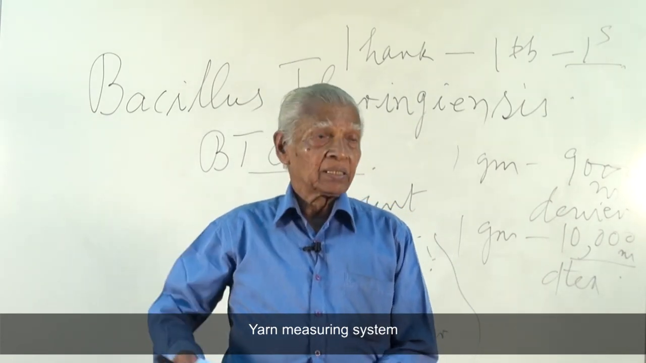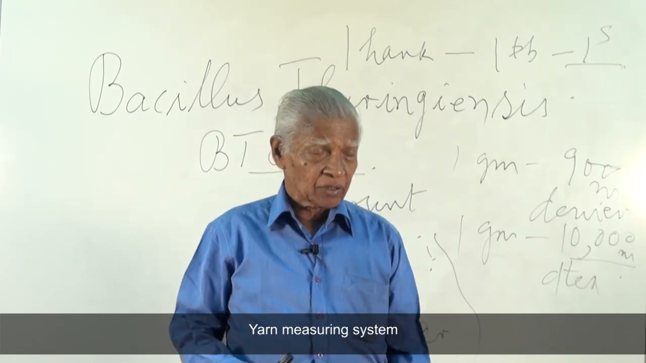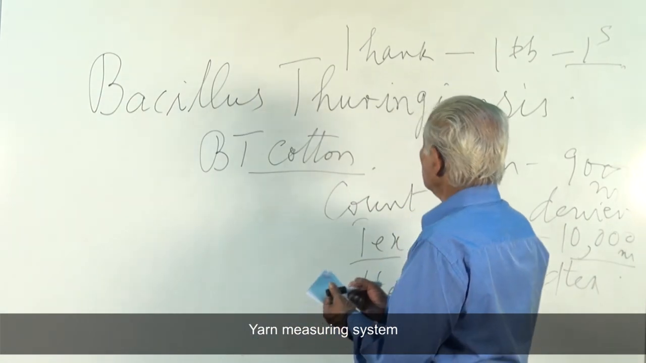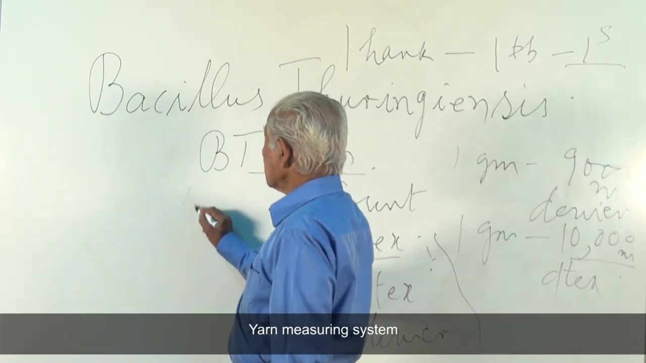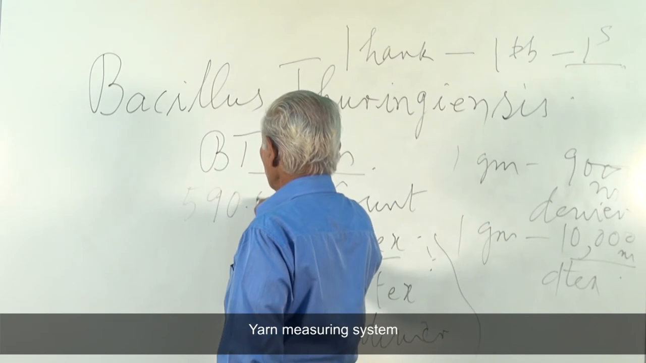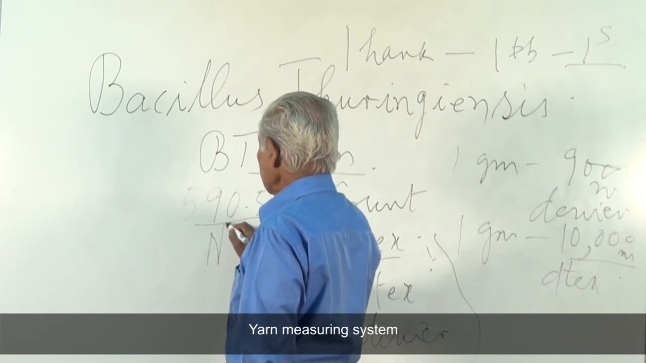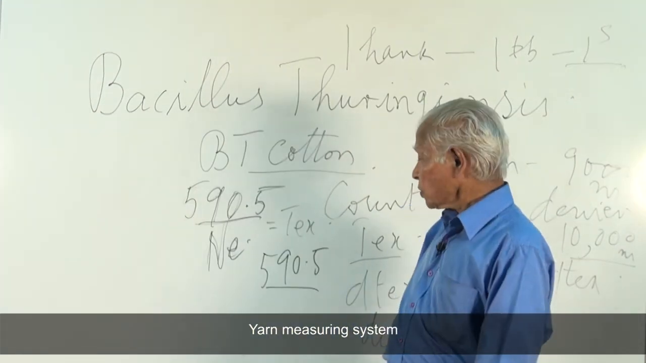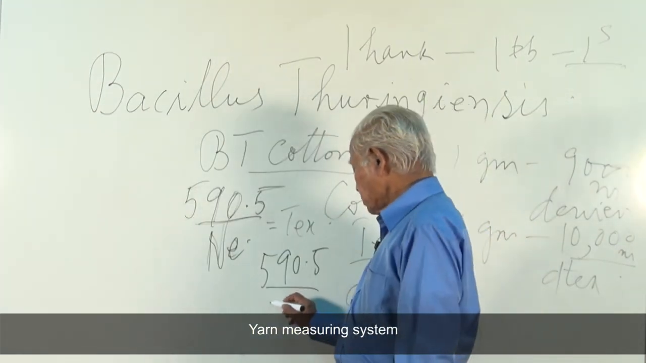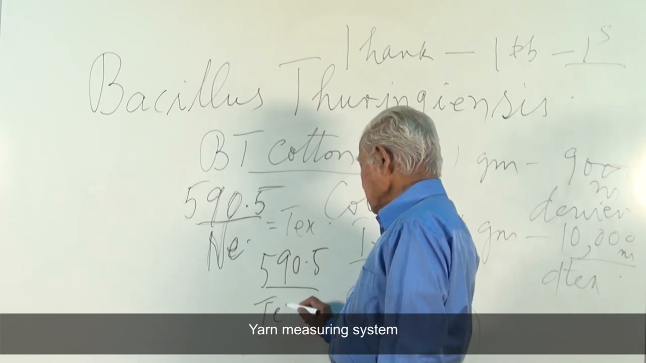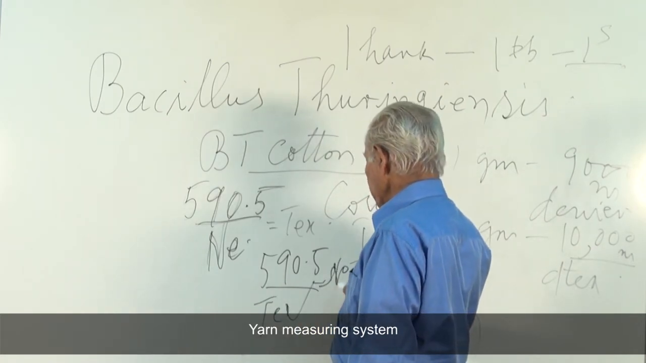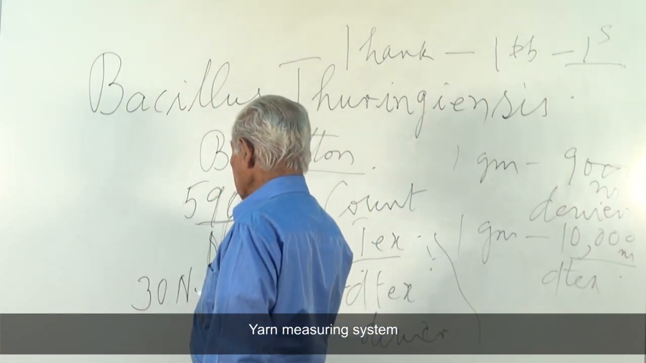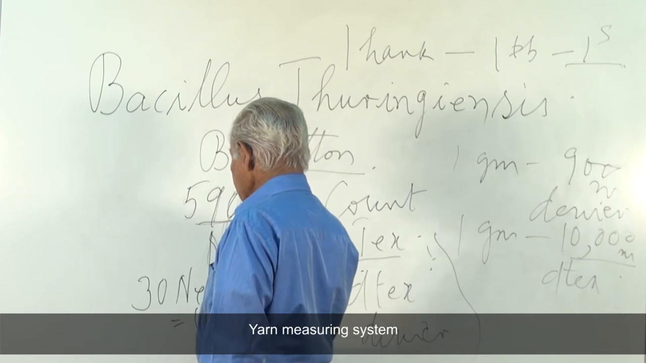And the direct system can be converted to indirect system by a conversion factor. We use for converting the English cotton count to Tex, 590.5 divided by NE. NE represents the English cotton count, will give the Tex. So also 590.5 divided by Tex will give English cotton count. For example, 30's count is equal to 19.68 Tex.